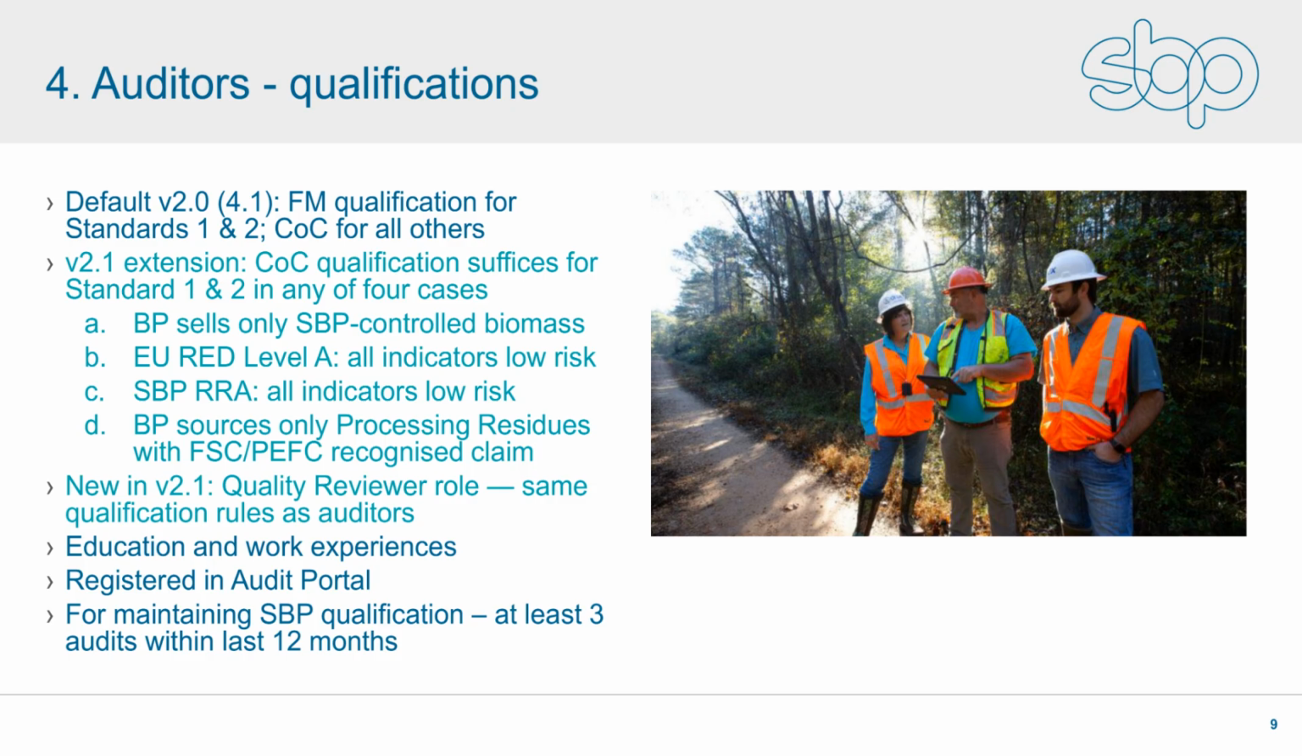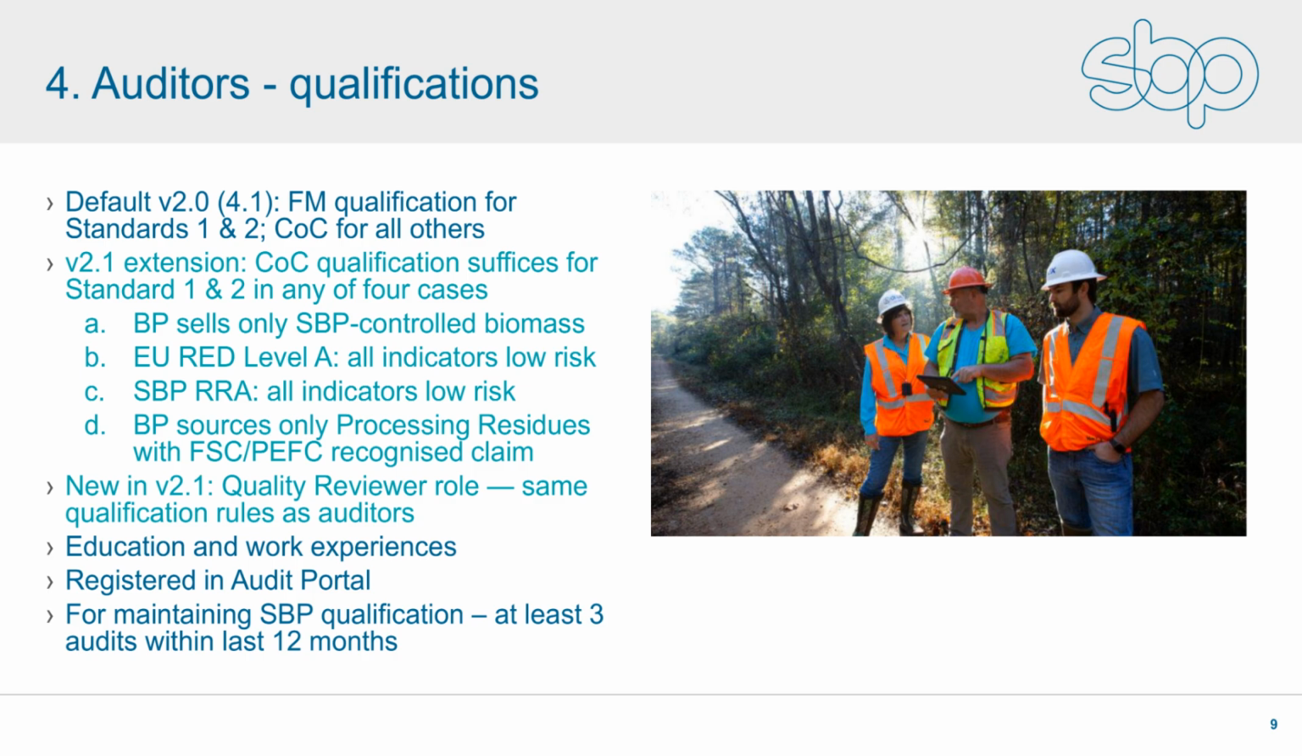What's new in version 2.1 is a carve-out. A chain of custody qualification is now also accepted for Standards 1 and 2 evaluations, provided one of 4 conditions is met. First, the biomass producer sells only SBP-controlled biomass. Second, an EU RED Level A risk assessment has rated all indicators as low risk. Third, an SBP regional risk assessment has rated all indicators as low risk. And fourth, the biomass producer sources only processing residues carrying an FSC or PEFC recognized claim. If any one of those applies, you may deploy a CoC qualified auditor.